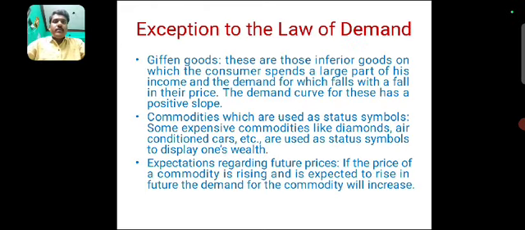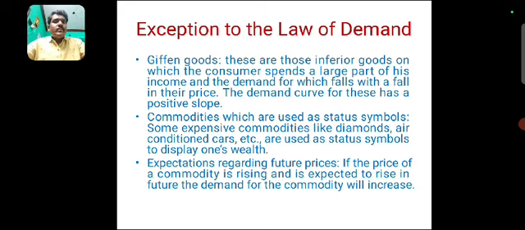The law of demand has some exceptions. The first exception is Giffen goods. These are those inferior goods on which the consumer spends a large part of his income, and the demand for which falls with the fall in their price. The demand curve for these has a positive slope.